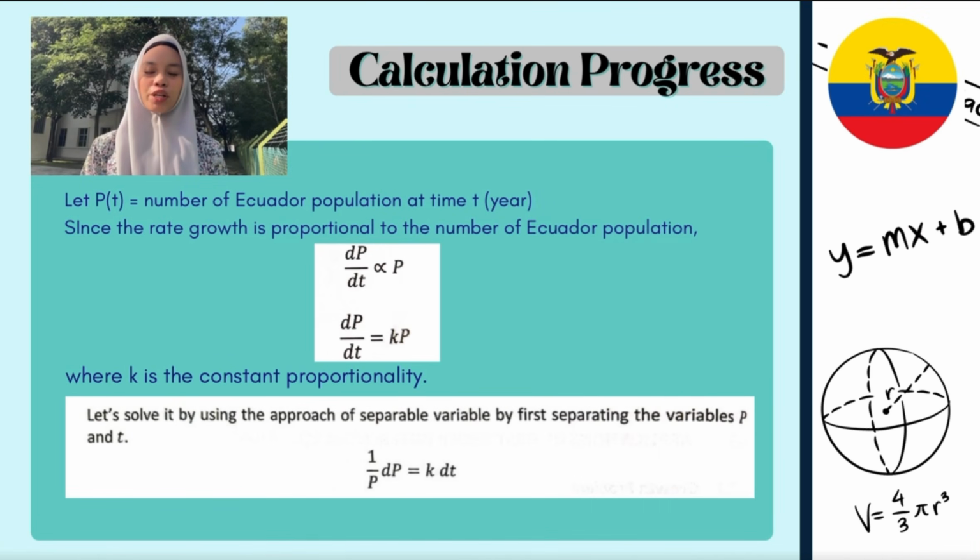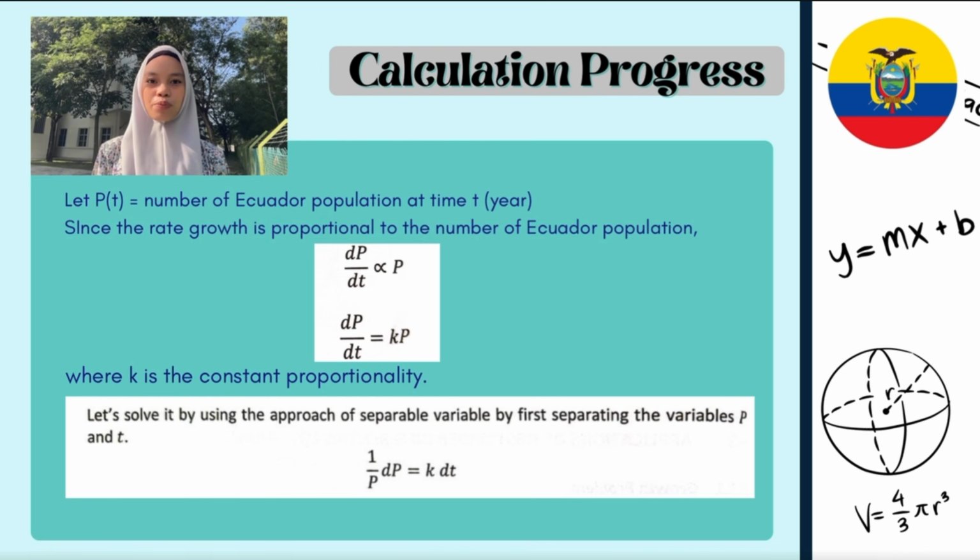To model the population of Ecuador, we begin with the fundamental assumption that the rate of population growth is directly proportional to the total population at any given time t. Mathematically, we express this as dP/dt directly proportional to P. By introducing a constant of proportionality k, we derive the first-order differential equation dP/dt = kP.